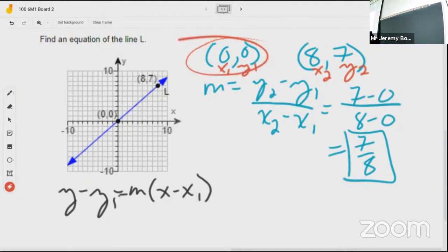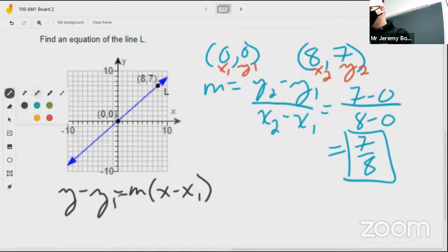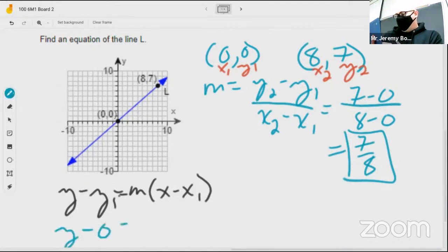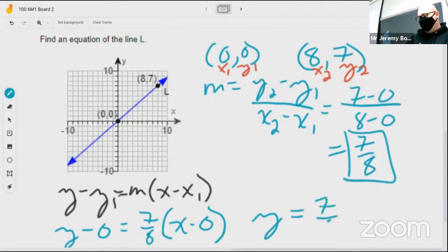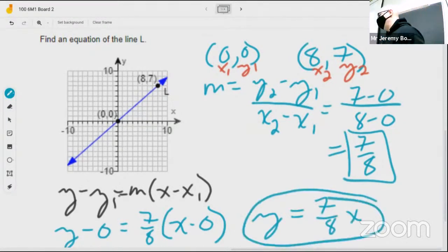And so we had a point that's the origin, that's 2, 0. So we're just going to use that one. And so we're going to say y minus 0 is equal to 7/8 times x minus 0. And so this is going to evaluate to y is equal to 7/8 times x. 7 over 8 times x. And that's going to be my equation of my line.